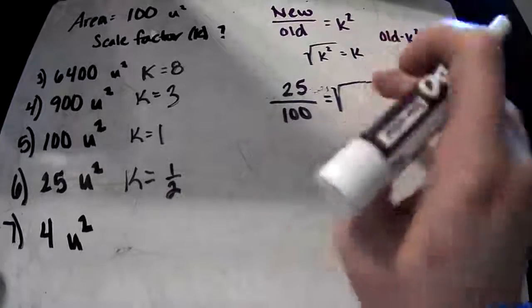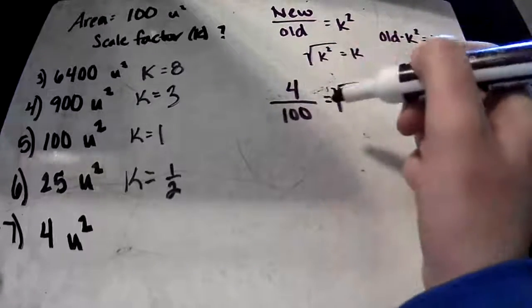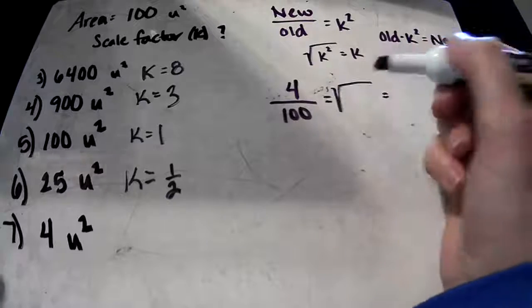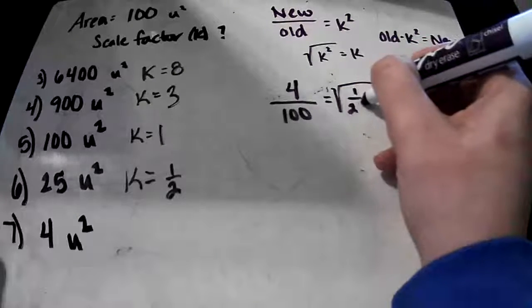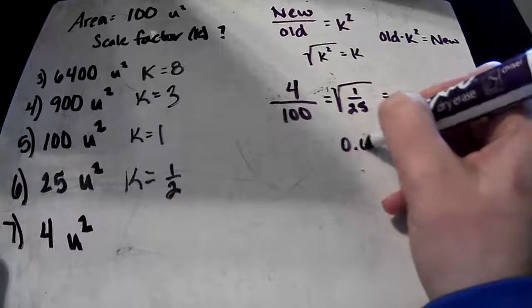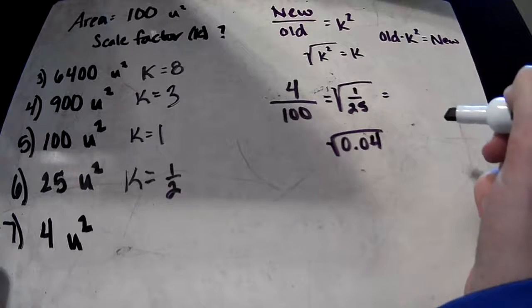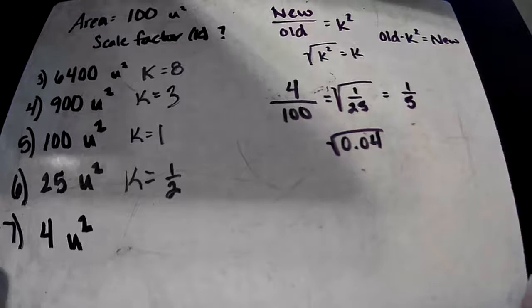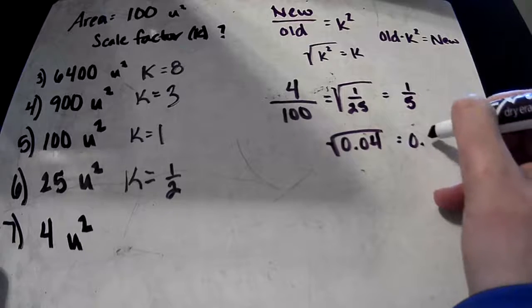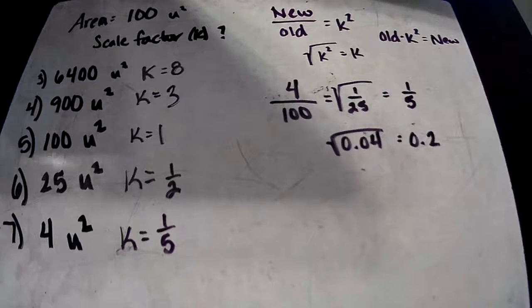On number 7, our new area is 4 square units divided by the original area of 100 square units. 4 divided by 100 gives me 1/25, or 0.04. I still have to take the square root of that value. If I'm looking for what times itself gives me 1/25, the answer is 1/5, or in decimal form, 0.2. So our scale factor on number 7 should be 1/5, or 0.2.